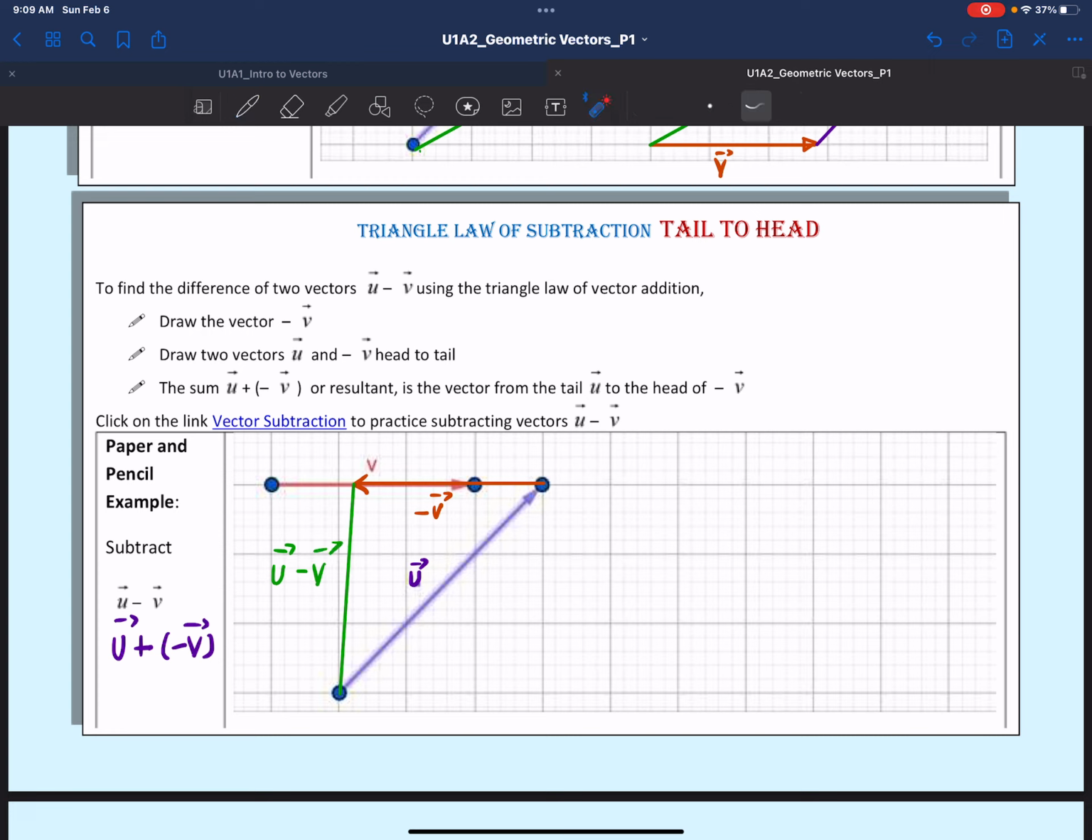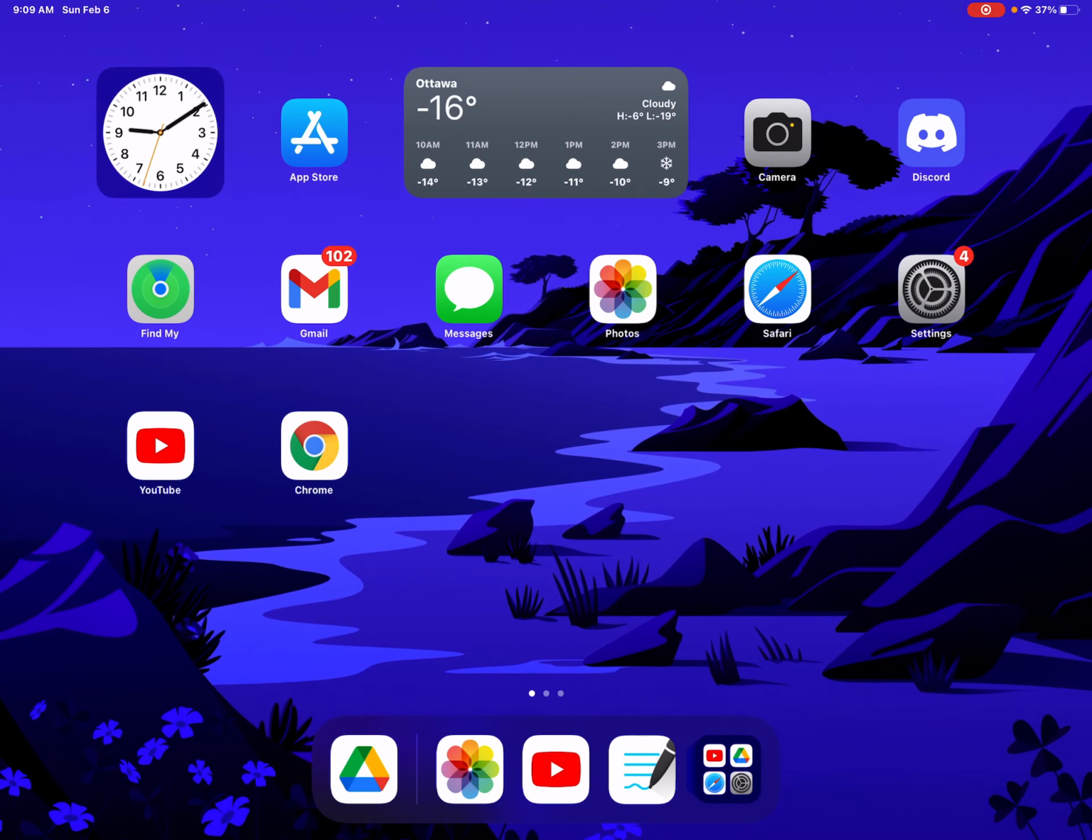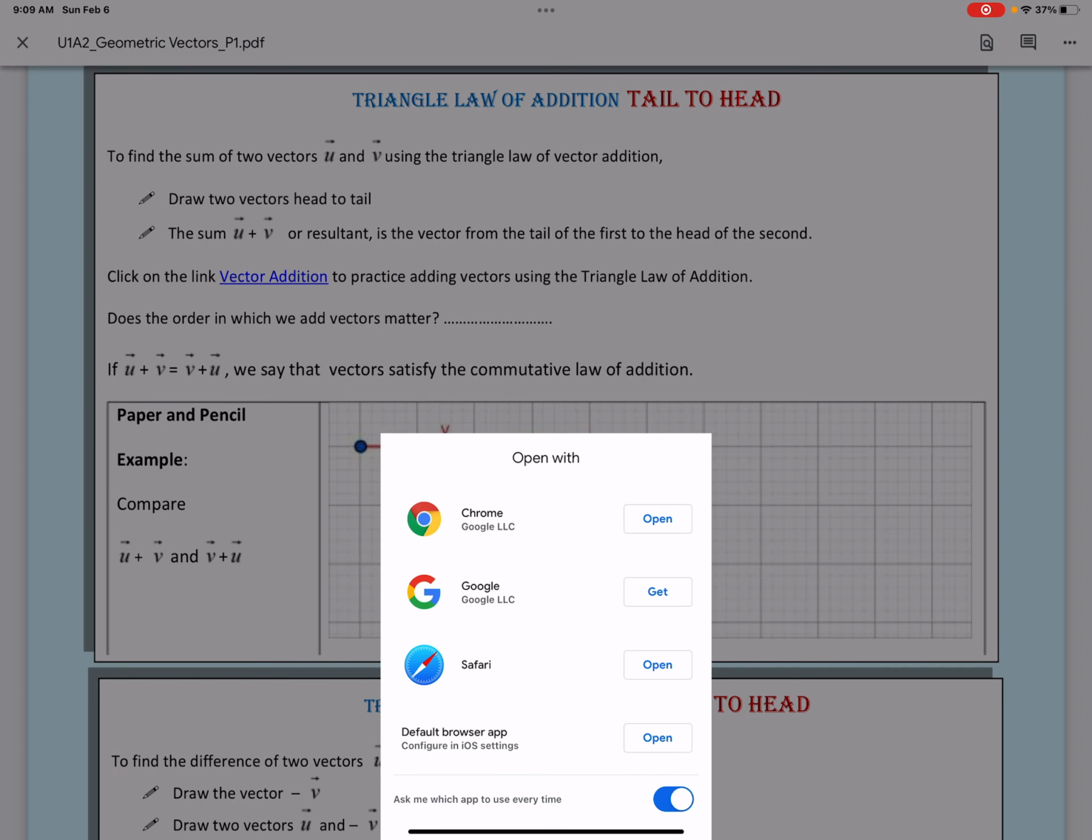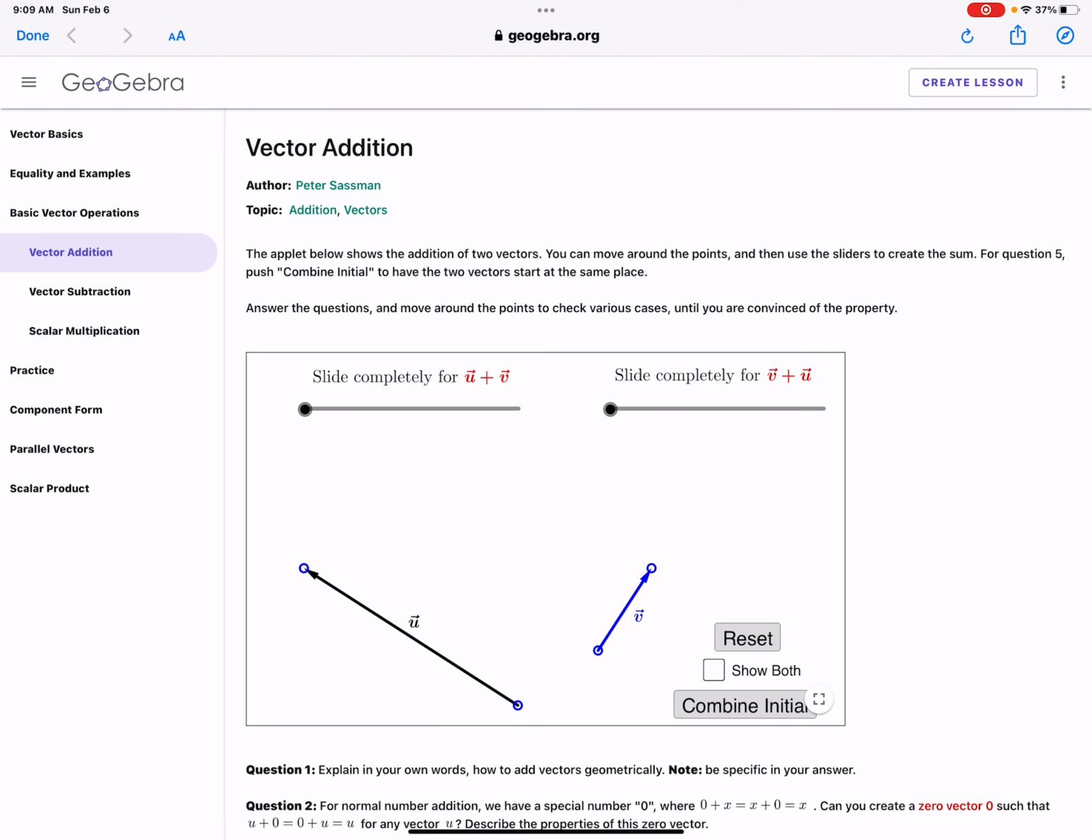Now, in the soft copy of your handout, you have some activities that you can also complete. So in vector addition, again, these are from GeoGebra. What we have in here is the sum of vectors u plus v and v plus u. We're going to add vectors u plus v, which means that we're adding v to u. So when we add v to u, let's finish the addition. This would be the sum of the two vectors, u plus v.